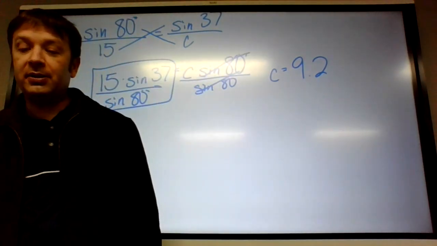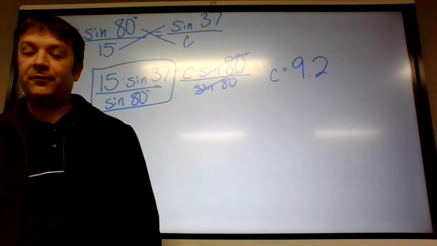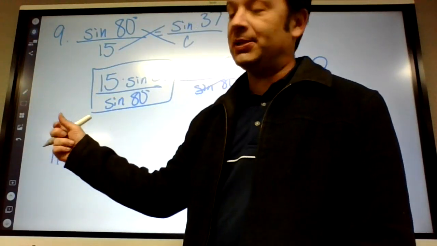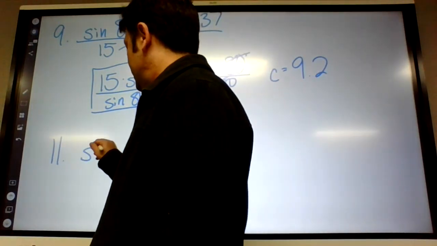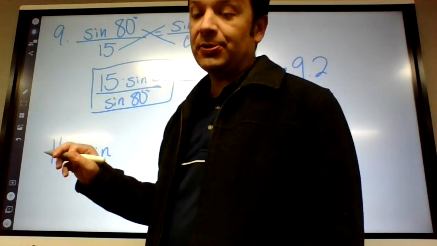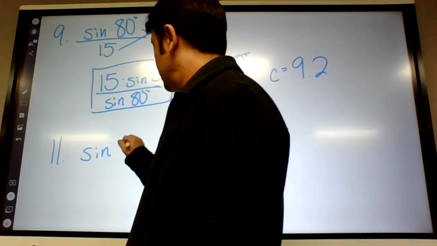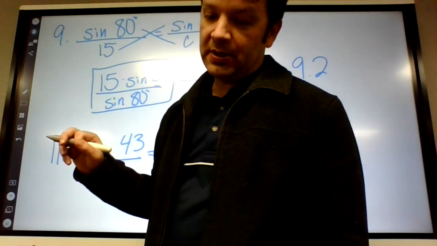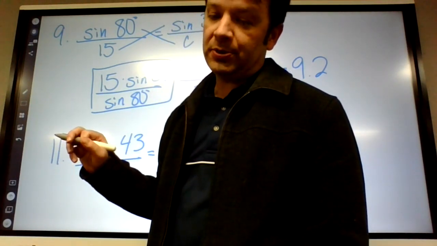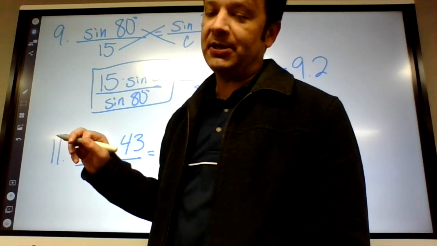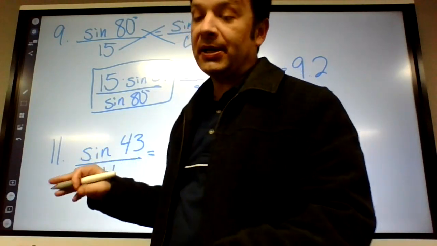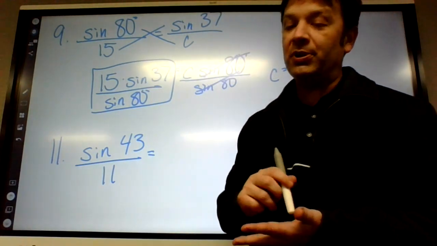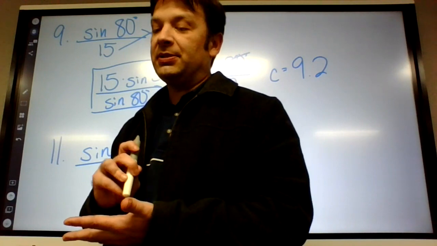Okay, on 11, they did not draw the picture for us, but they did give us angle C and side C. So now this is easy. They gave us angle C and side C. So sine of 43 over 11 equals... Oh, shoot. Okay, I just realized we're looking for side B, not side A. So if we're looking for side B, we're going to need angle B. So how do we find angle B?